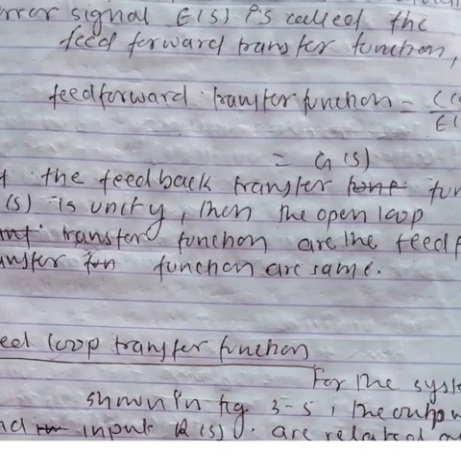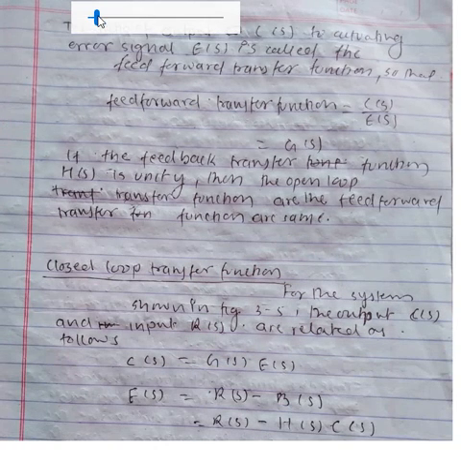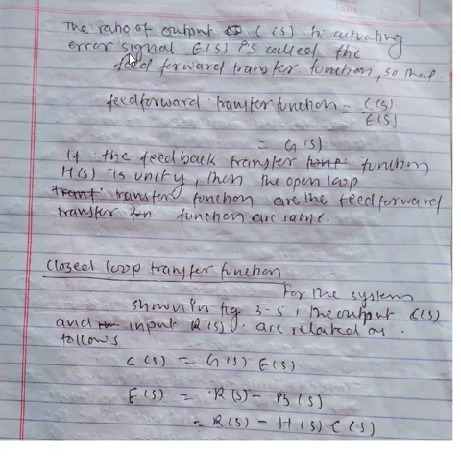The ratio of output C(s) to the actuating error signal E(s) is called the feed forward transfer function. Feed forward transfer function means the ratio of the output C(s) to the error. It is represented by G(s). C(s) by E(s) will give us G(s), the feed forward transfer function.